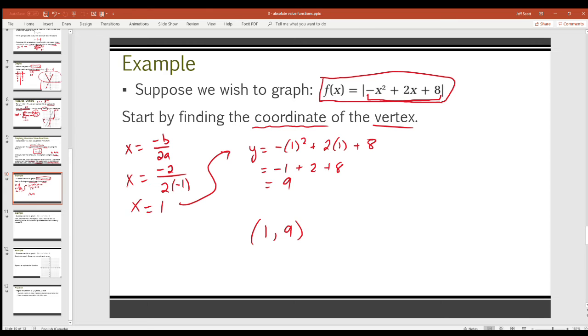I'd also like to point out the coordinate (1, 9), if you were to plot it on a grid, would be somewhere over here. That means the vertex in this question is actually part of a quadratic that isn't going to change. It's already in the upper two quadrants. It's not going to be moving anywhere.